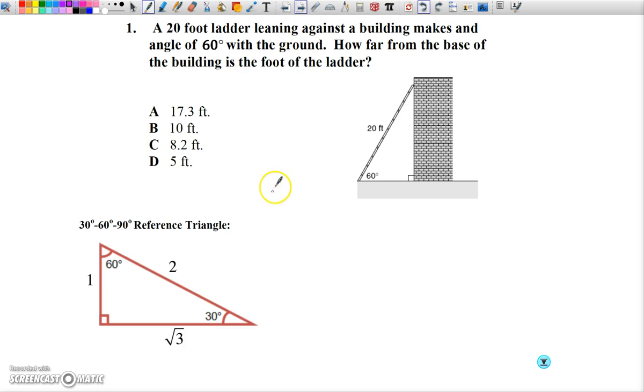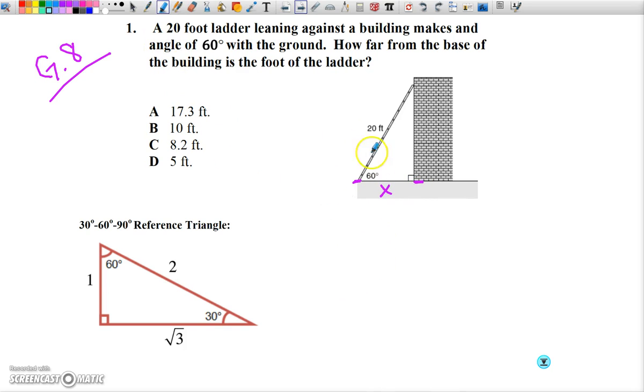All right, so this one is your G.8. So your trig. We're going to work with the reference triangles first. And so here we have a 20-foot ladder leaning against a house. It makes a 60-degree angle with the ground. And so how far is it to the base of the building? So the base of the building is down here, is the foot of the ladder, which is down here. This is what we're looking for.